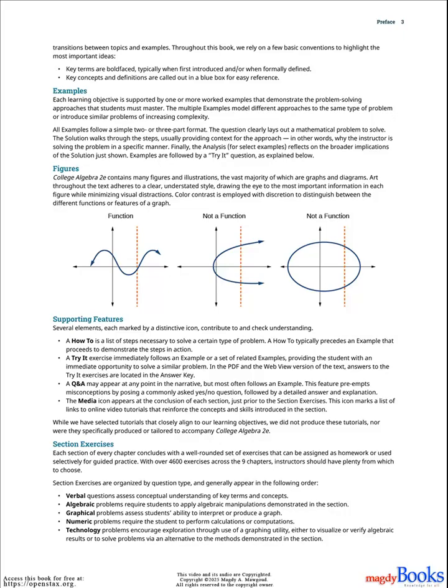Section exercises. Each section of every chapter concludes with a well-rounded set of exercises that can be assigned as homework or used selectively for guided practice. With over 4,600 exercises across the 9 chapters, instructors should have plenty from which to choose. Section exercises are organized by question type and generally appear in the following order.